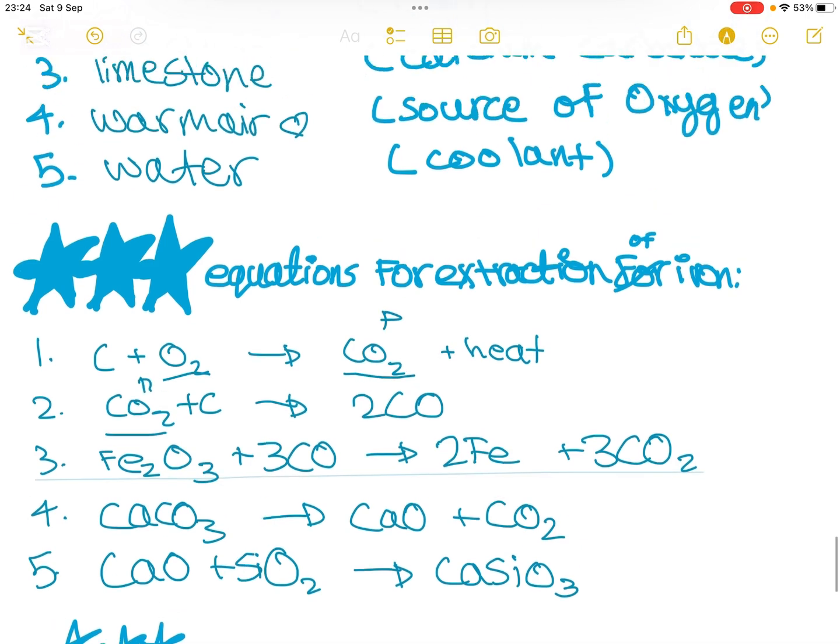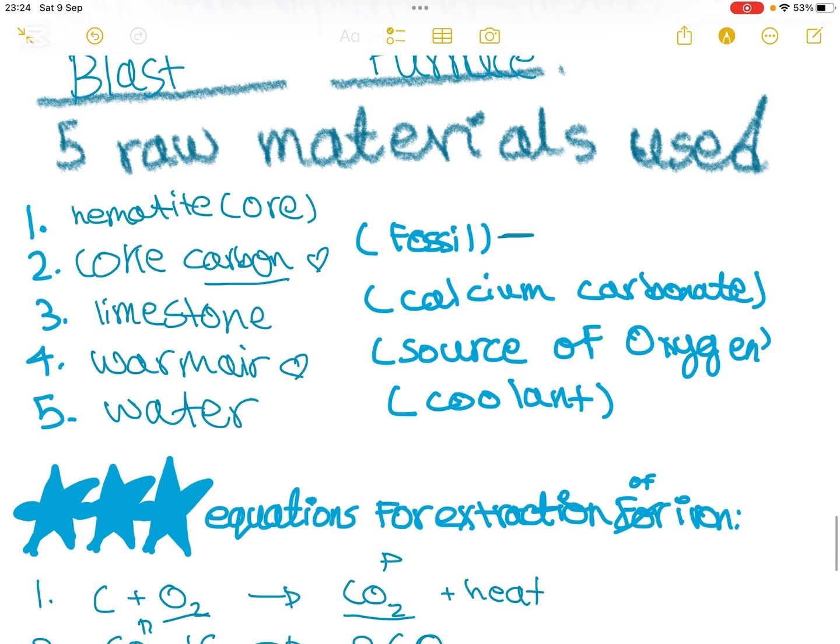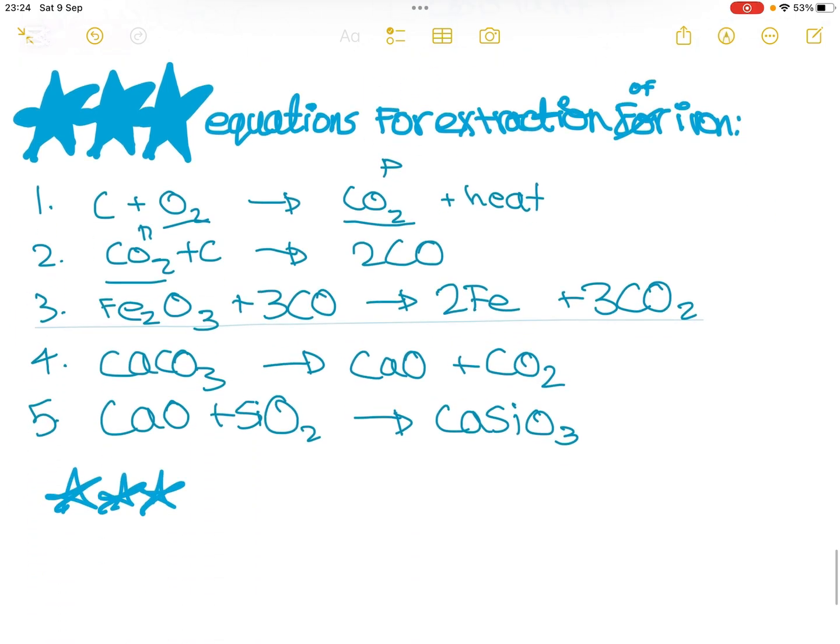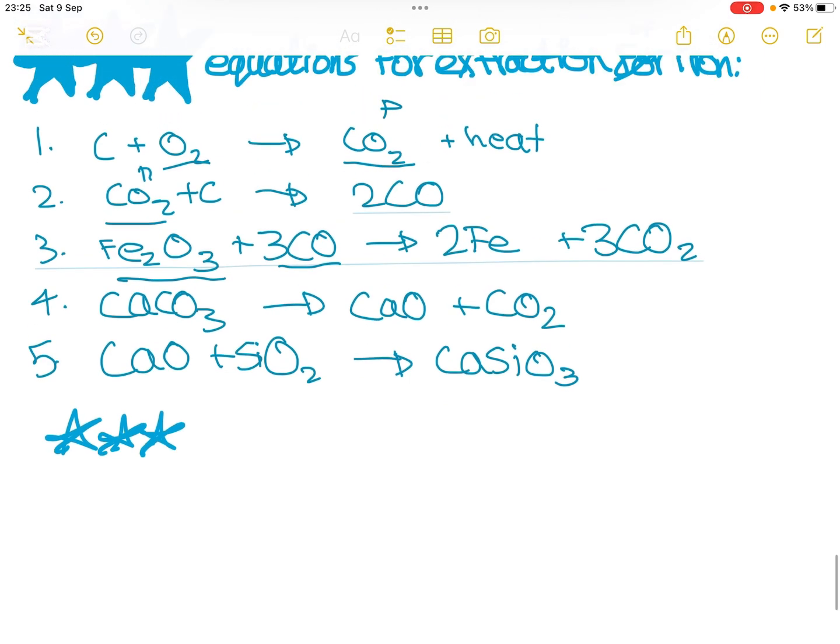Okay, it reacts with carbon again, forming carbon monoxide. Now the Fe2O3, iron oxide from the ore, reacts with carbon monoxide, forming iron and carbon dioxide. So basically this is a redox reaction. As you can see here, there is some loss and some gain.